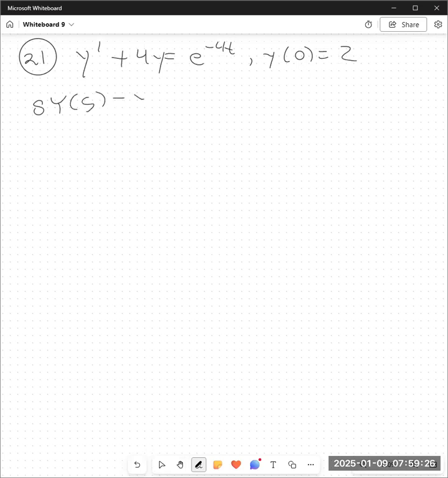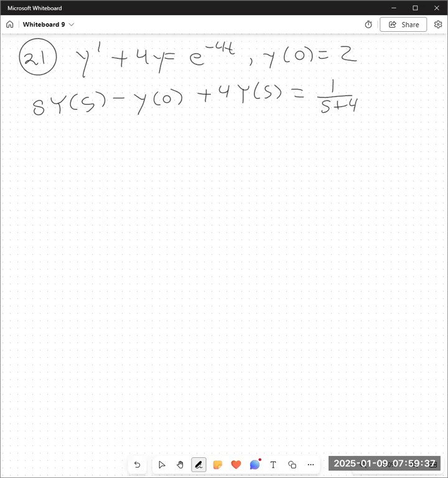Starting with number 21. y prime plus 4y equals e to the negative 4t, with y of 0 equal to 2. So this is s times capital Y of s minus y of 0 plus 4 capital Y of s is equal to 1 over s plus 4.